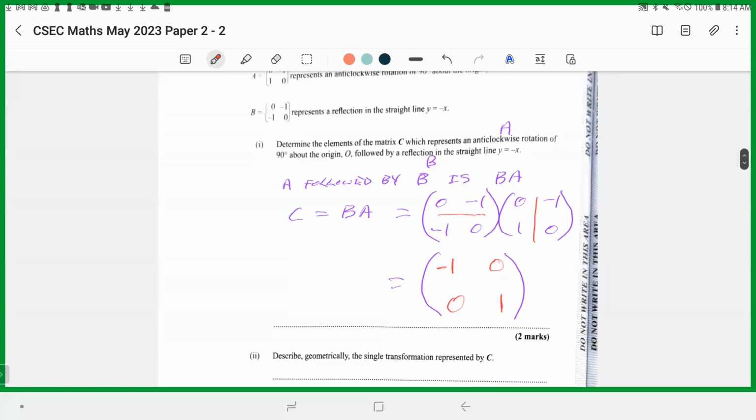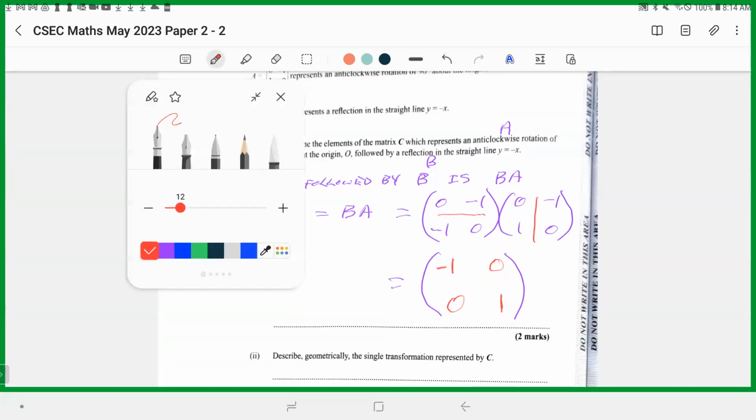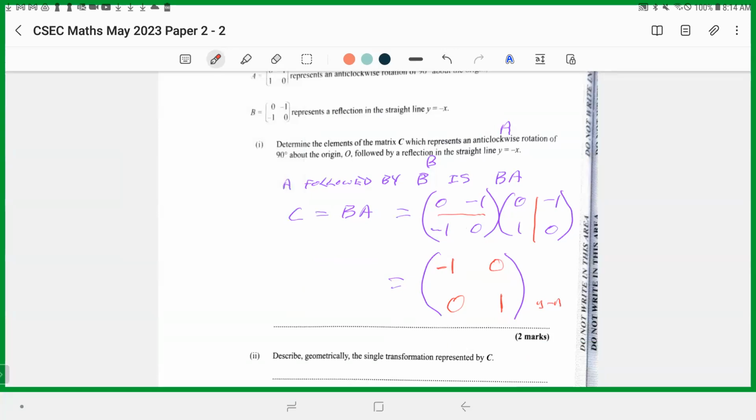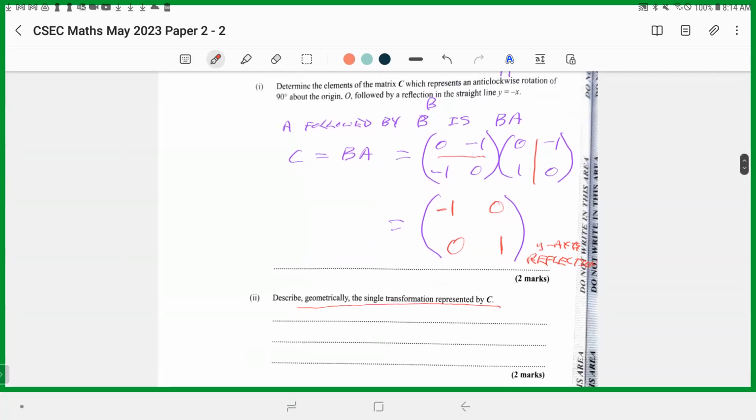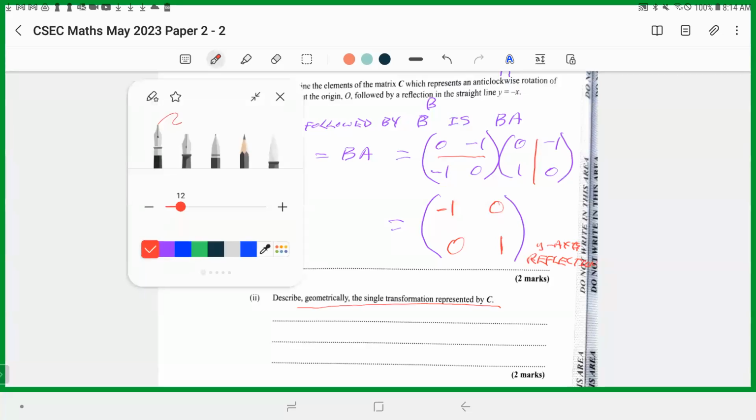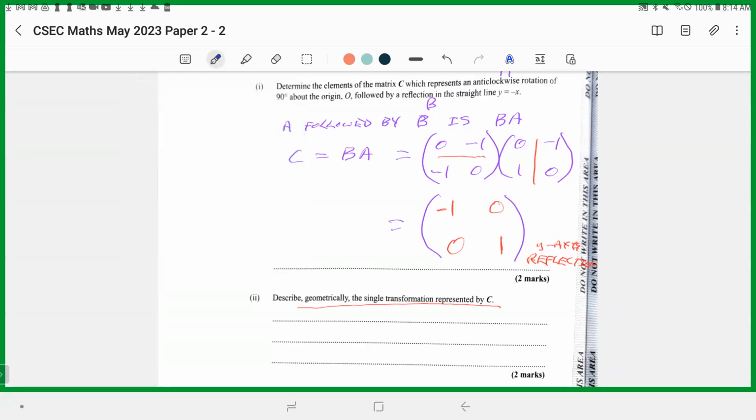And I look at this, I know that this is a y-axis reflection matrix. You have to know them on sight. So you have to figure out stuff that they can know. That matrix is for reflection in the y-axis. And they're going to ask you, describe geometrically the single transformation represented by C. It's a reflection in the y-axis. That's it. It's a transformation.